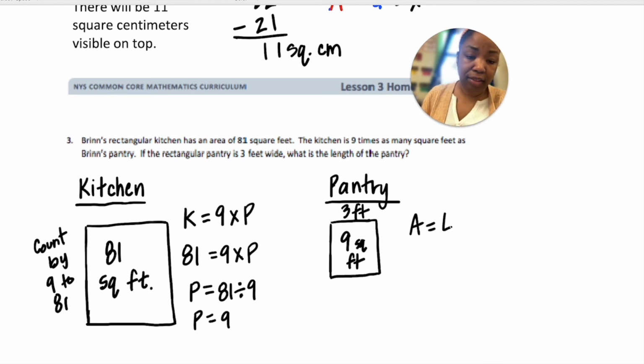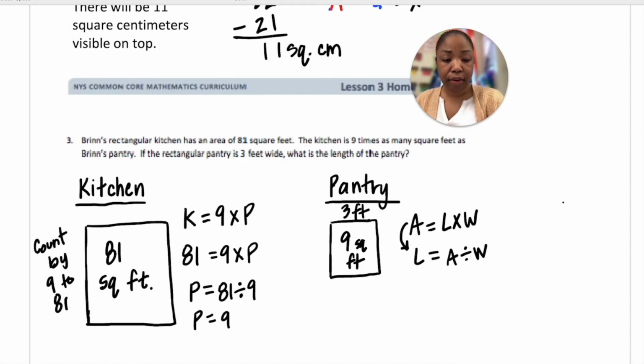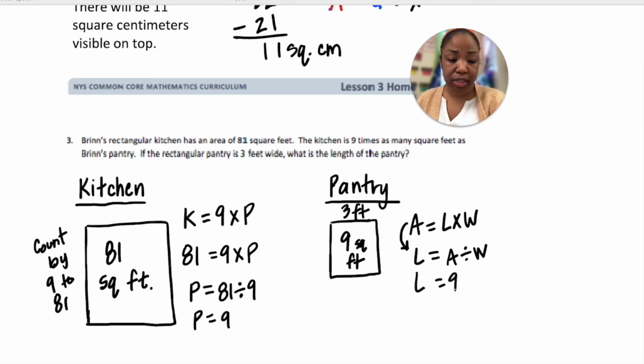Area equals length times width. We have to figure out the length. Length equals area divided by width. Same thing we just did with the other problem. We did the inverse. So I can figure out the length if I divide the area, which is 9, by the width, which is 3. 9 divided by 3 is 3. Meaning that the length of the pantry is 3 feet.